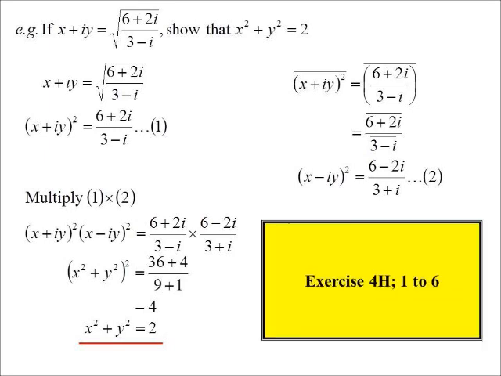Okay, so that's a very quick one. I was just playing with the idea. Our Cambridge doesn't really have an exercise on this, but there's a nice little exercise in Pearson 4H.